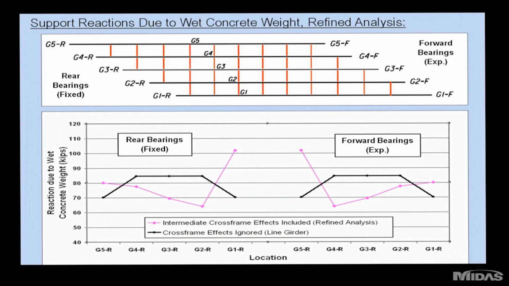So you can see when the cross frame effects are considered, you get a large peak at the obtuse corner of the framing that you miss in a line girder analysis. So it shows that the intermediate cross frames also have a significant effect on moments and shears within those girders as well.